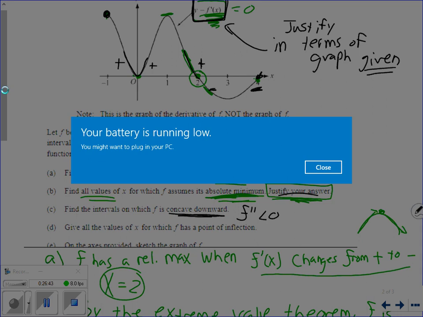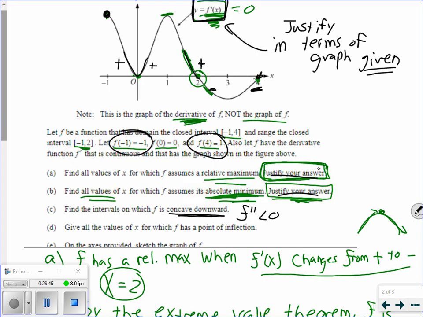When a derivative is concave down, I better get my battery charger here in a sec. When a derivative is concave down, that means that the derivative function, all right, is negative. If a derivative function is like a negative slope, like it's going down, that means the second derivative is going to be negative. So what intervals is the slope of this graph going down?